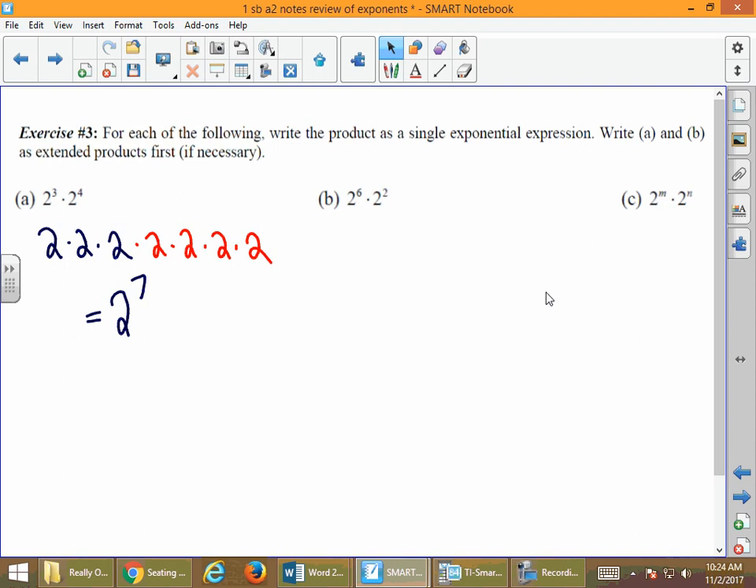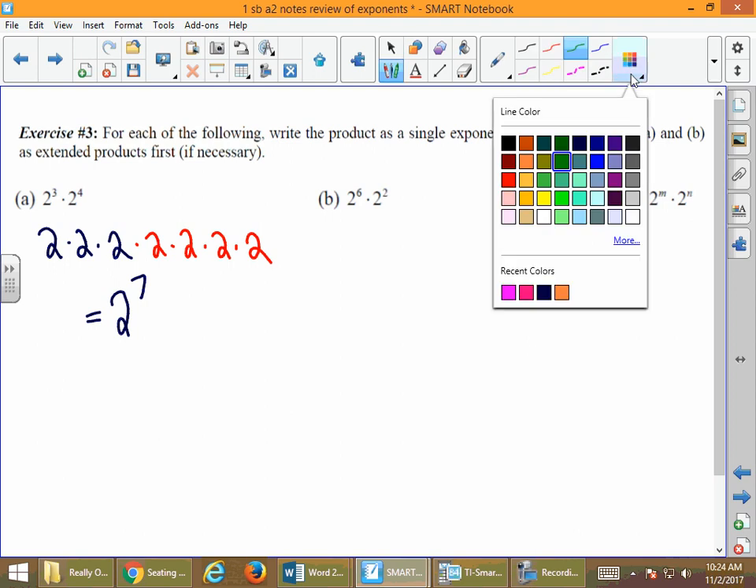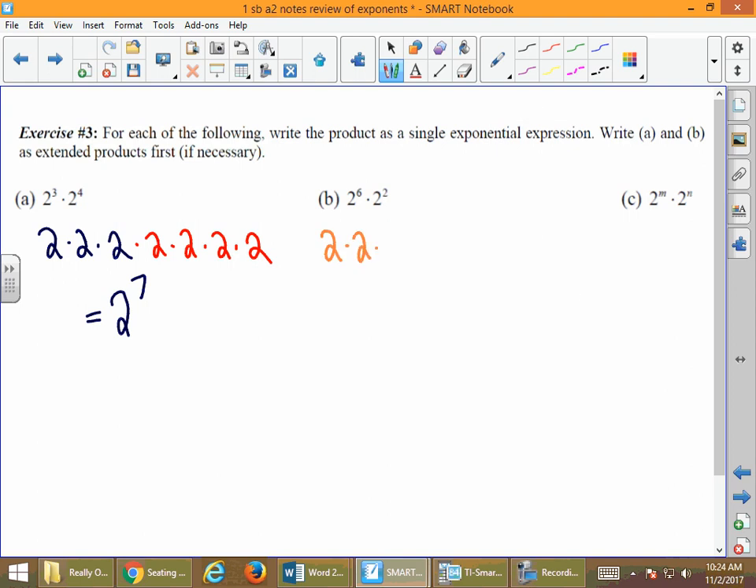We can do the same thing here with 2 to the 6th times 2 squared. 2 to the 6th times 2 squared. Again, we want to write it as an exponent. How many 2's did we end up with? Well, 1, 2, 3, 4, 5, 6, 7, 8. 2 to the 8th.